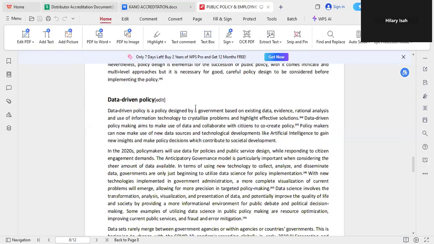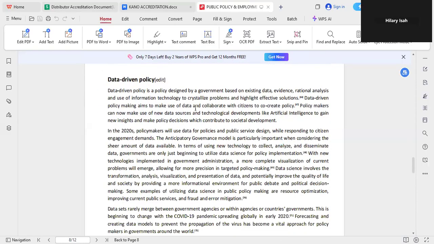So, and of course, talking about another topic, data-driven policy. And this has to do with information. Data-driven policy is a policy designed by the government based on existing data, evidence, rational analysis, and use of information technology to crystallize problems and highlight effective solutions. Data-driven policy making aims to make use of the data and collaborate with citizens to co-create policy.